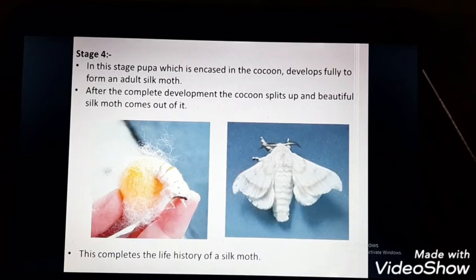So we have discussed 4 stages, which are eggs, larva, pupa and adult silk moth.